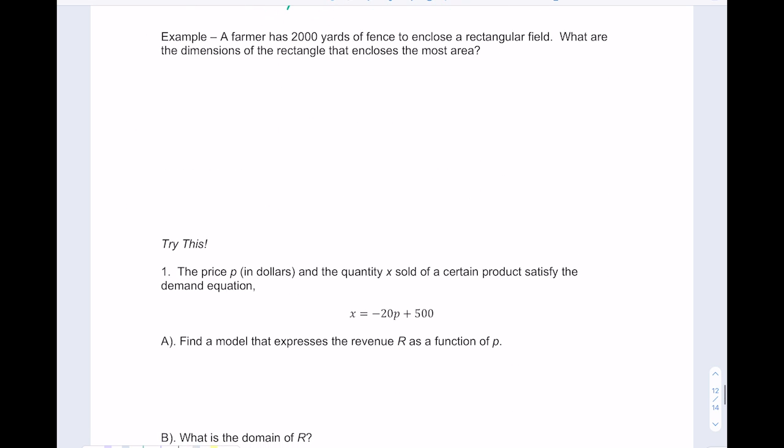Okay. In the next example, again, feel free to pause and read, and then you can pick up when you're ready. It says a farmer has 2,000 yards of fence to enclose a rectangular field. What are the dimensions of the rectangle that encloses the most area? So I want to maximize the area, right? So picture you've got your rectangle. Yep, there we go. So each of the sides, the lengths are X, and we'll call the width W, okay? They gave us 2,000 yards of fence to enclose a figure.